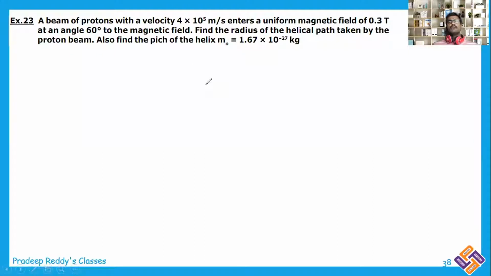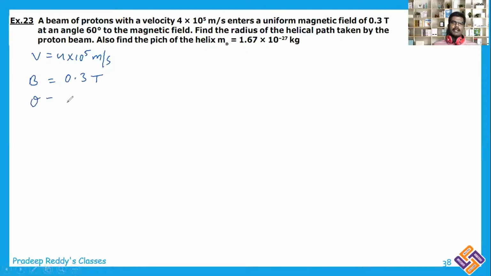Let us solve the next question. A beam of protons, the velocity of each proton is given as 4 into 10 power 5 meter per second, enters a uniform magnetic field B equal to 0.3 Tesla at an angle of 60 degrees to the magnetic field.